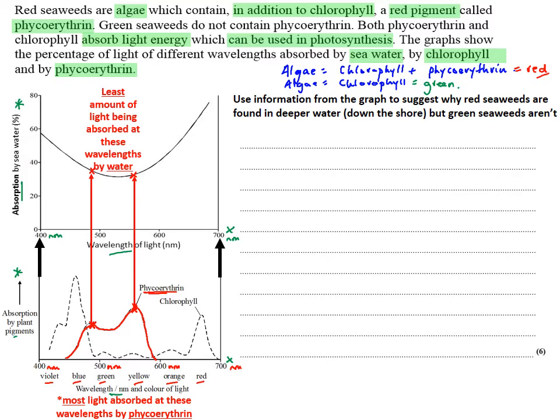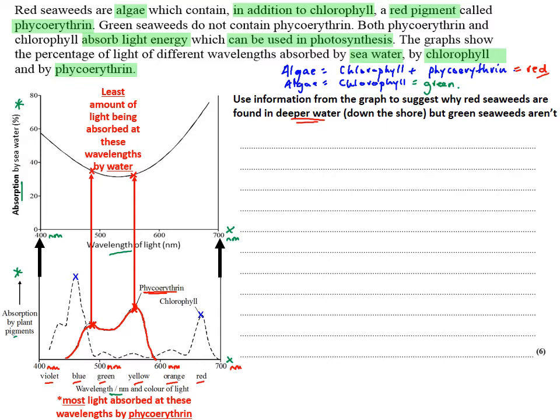So the graph above the absorption spectrum at the bottom shows us the least amount of light being absorbed at these wavelengths by water, because obviously this is towards the bottom of the curve, which means that these wavelengths of light can penetrate the water and therefore be absorbed by the pigments in the cells of the algae underneath the water, which are, as we saw in the question, deeper down the shoreline in deeper water.